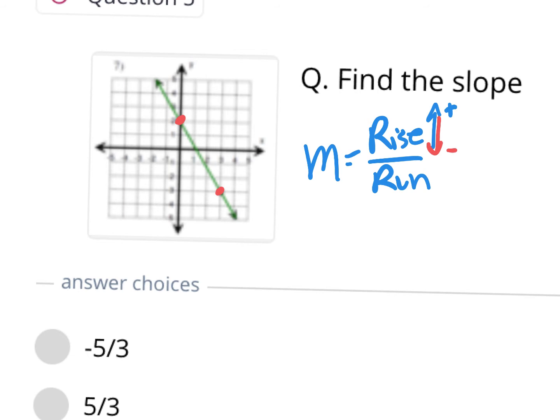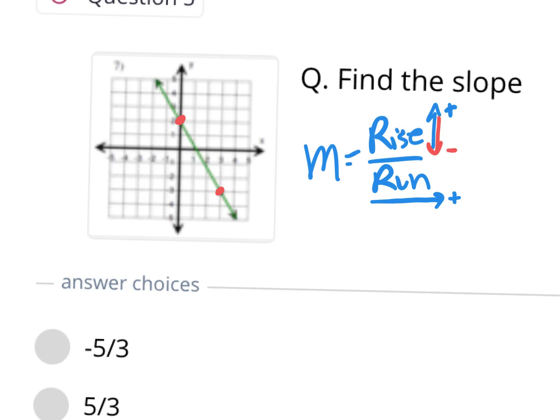But the run, we know that we always choose to look at lines from left to right, so that denominator is always positive. Just the way we read a sentence from left to right, that's how we're going to look at this line from left to right. So you see my red dot, it's going from left to right. Is it going up or is it going down? It's going down, obviously. So that means it's going to be a negative rise.